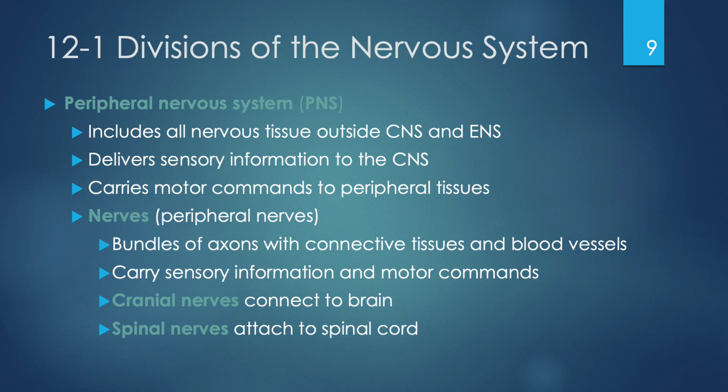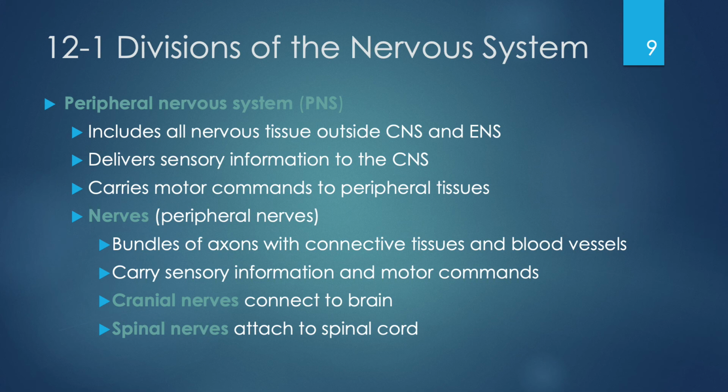The peripheral nervous system does not include the brain and spinal cord, but basically it includes everything else that isn't the brain or the spinal cord. So that means it's all nervous tissue that is outside of the central nervous system and the enteric nervous system. So this will deliver sensory information to the central nervous system so that the central nervous system can process it. And it will also carry motor commands to peripheral tissues on our behalf.